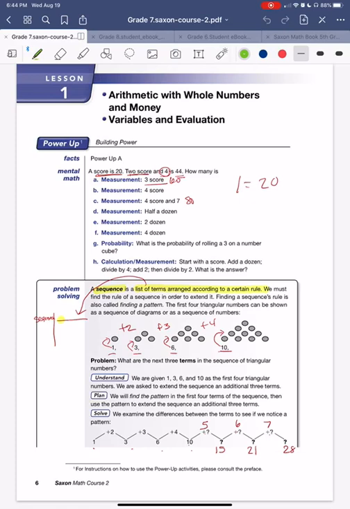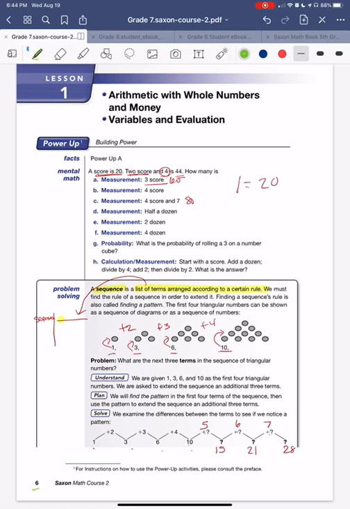As you see on this page, which I'm on page 6, the very first word that we ran across is sequence. Now, a sequence is a list of terms that's arranged according to a certain rule. In order for us to find the rule of the sequence, we need to extend it. No, let me take that back. Not so much extend it out, but we must find the rule in order to extend it. So, kind of flip that up. If we find the sequence's rule, we're actually finding the pattern.